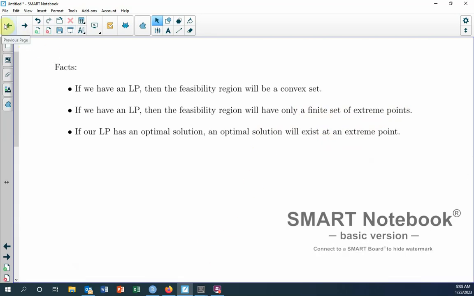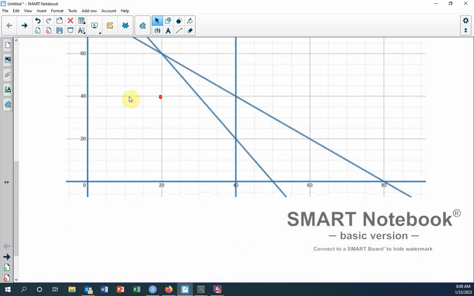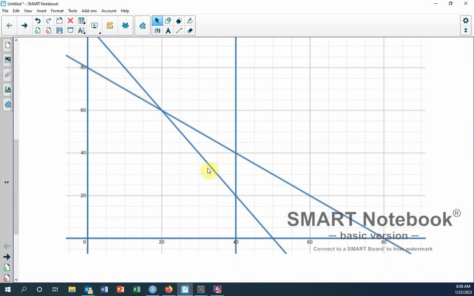Anyways, that's how you solve graphically: we graph our constraints, and then we put our iso-profit line and slide it as far as we can in the improving direction. Or we could just check every single intersection's profit. That's another way of doing this, but if you have like 10 of them, that may be time consuming.